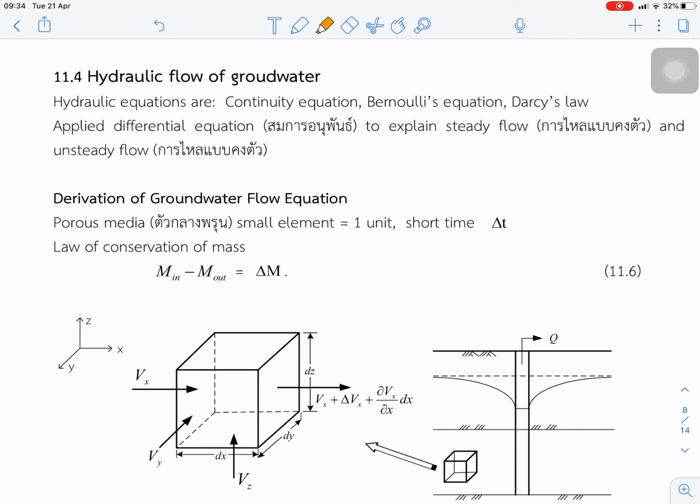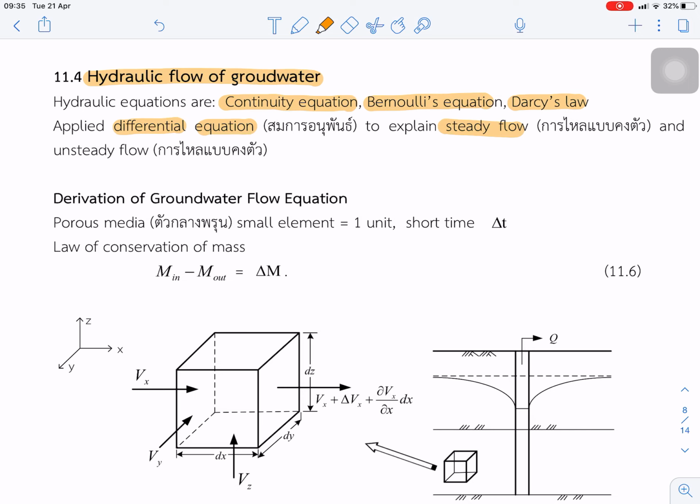Hydraulic flow of the groundwater. To explain the flow pattern of the groundwater, we have to use three equations. The first is a continuity equation, a boundary equation, and Darcy's law. And we apply the differential equation to explain the two different types of flow.